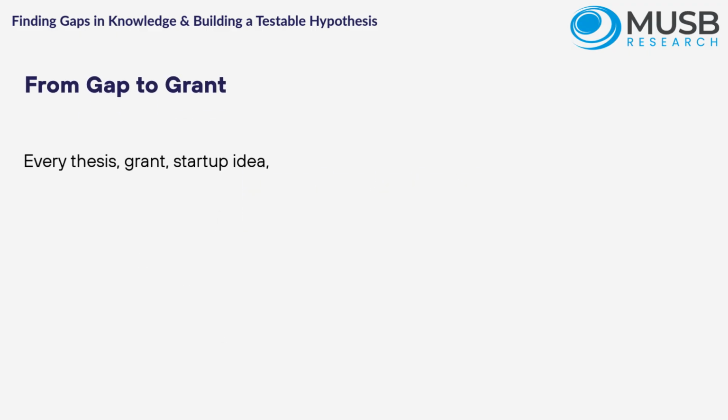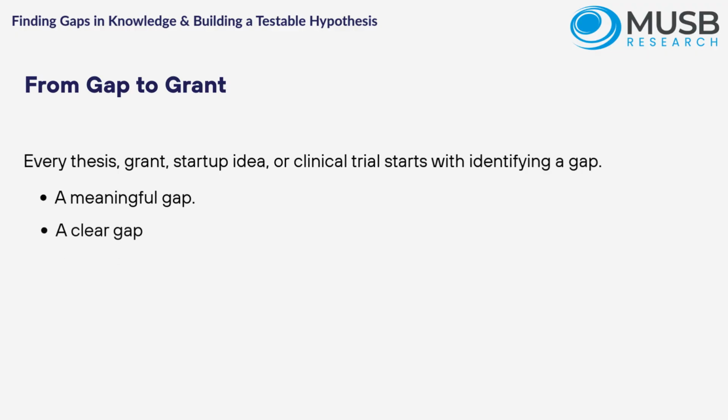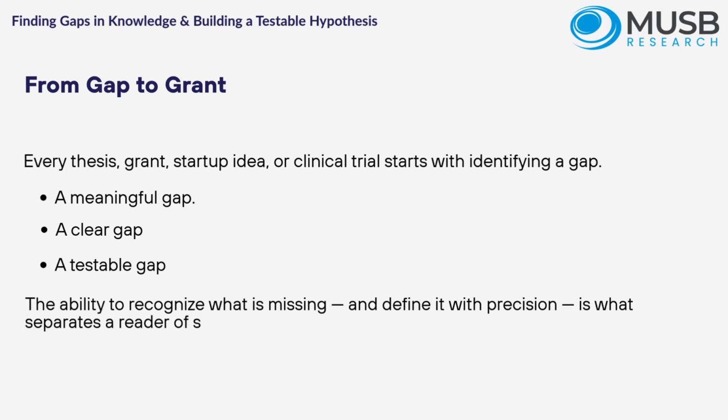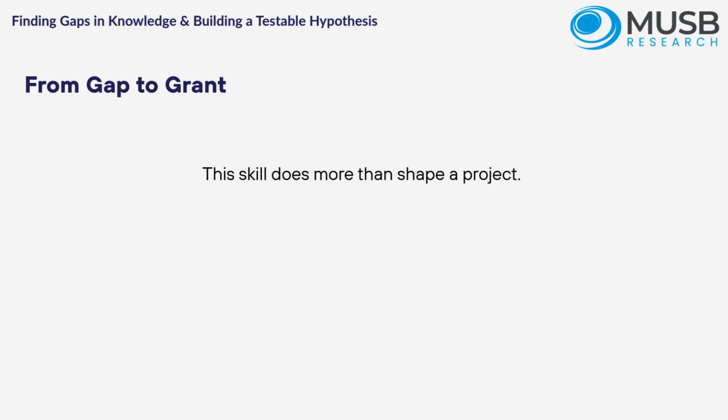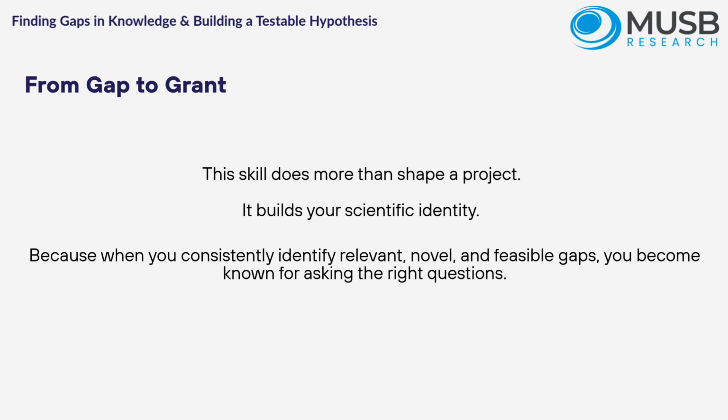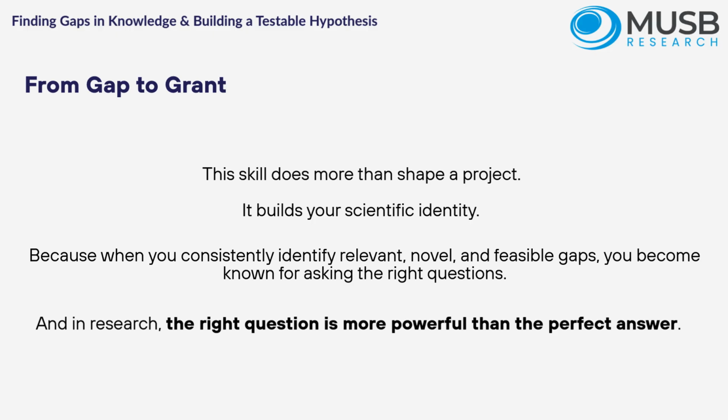Every thesis, every grant proposal, every startup idea, and every clinical trial begins the same way, by identifying a gap. Not just any gap, a meaningful gap, a clear gap, a testable gap. The ability to recognize what is missing, and define it with precision, is what separates a reader of science from a creator of science. This skill does more than shape a project. It builds your scientific identity. Because when you consistently identify relevant, novel, and feasible gaps, you become known for asking the right questions. And in research, the right question is more powerful than the perfect answer.